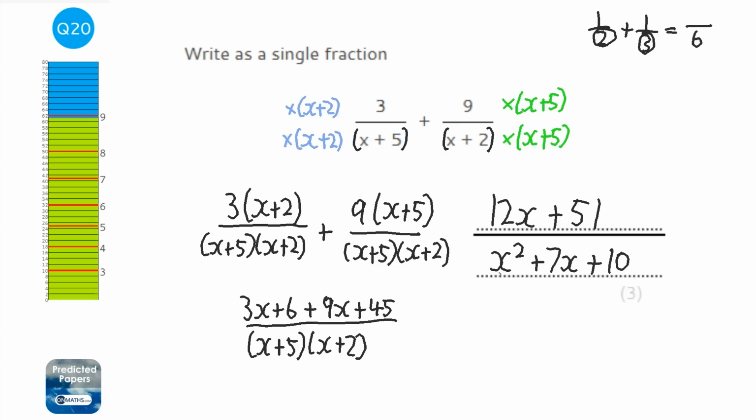Now, in the exam, it doesn't always need you to expand. I could have left the bottom with brackets around it, unless it explicitly tells you to. So I think on the website for this question, it asks you to expand all the brackets. So if the question asks you to, you do have to.